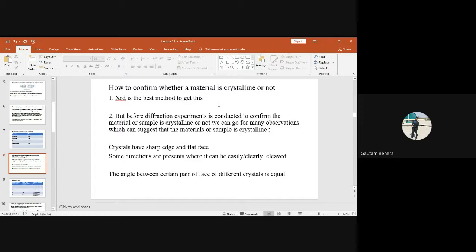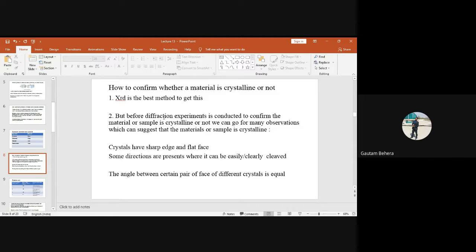We'll get a sharp peak, right? If it is a crystalline material, we'll get sharp peaks in the intensity versus 2 theta plot. But if it is not sharp, if it is broad, or we get a single broad peak, that is amorphous. So if anybody asks whether this material is crystalline or not, just do an XRD. If you get sharp peaks, these are crystalline materials. But if it is a broad peak with no sharp peaks, then it is called amorphous or non-crystalline.